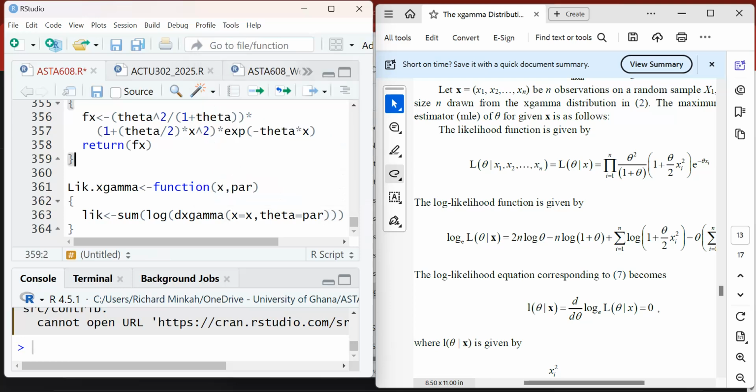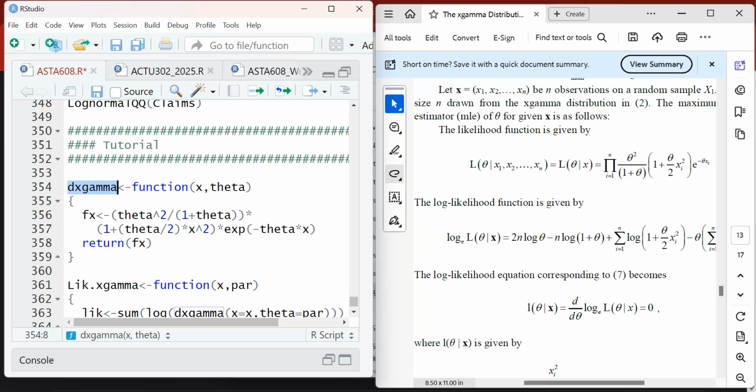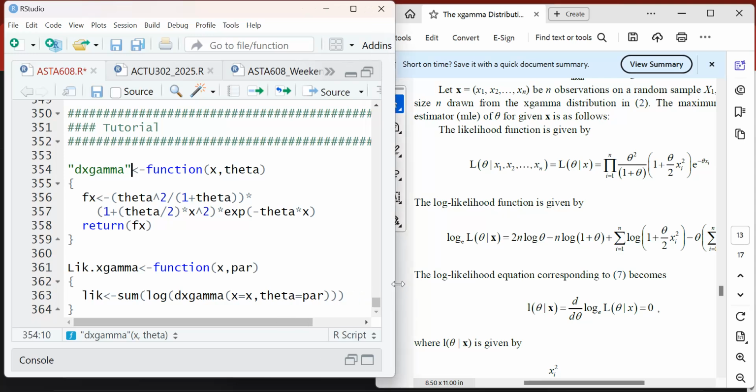Okay, so you see, we are going to call this in the optim. Remember, in the optim, we have pi, the starting values. So my likelihood should always take in the same name. We can put it in quotation marks so that when you call it, it's easier to locate it.